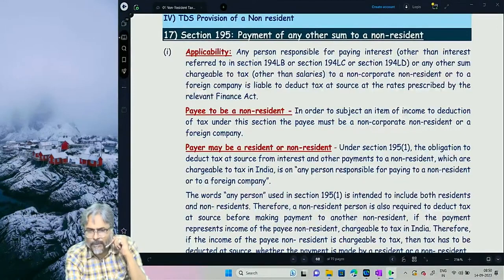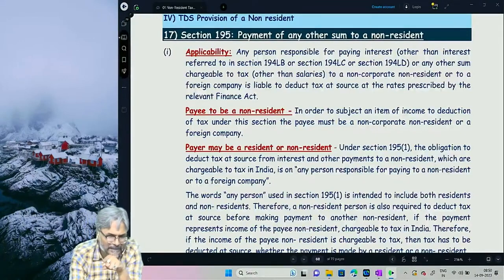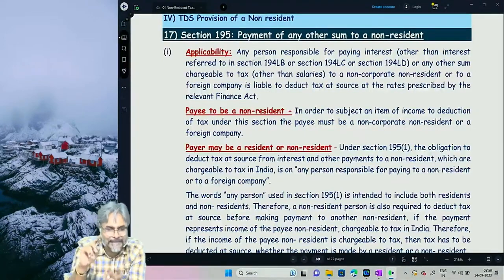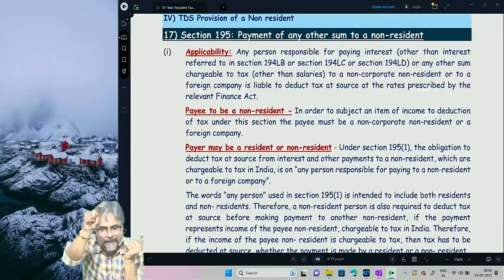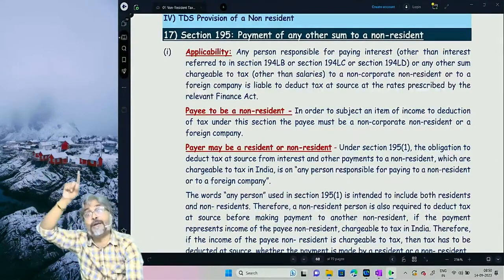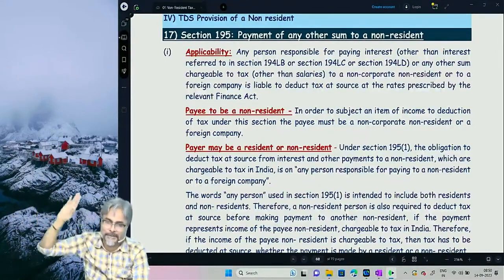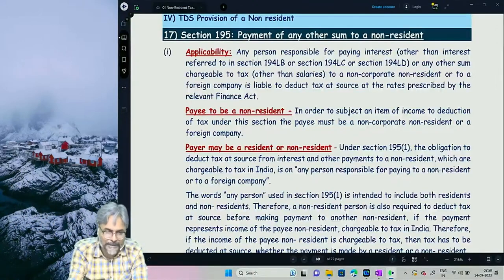One more thing, just to avoid the complications. Can you see in the bracket, for paying interest? In the bracket there is "other than interest referred to in 194LB, 194LC, 194LD", in the second line only. Ignore it for the time being. Don't delete it, ignore it. So you'll read like this: any person responsible for paying interest, directly jump to, or any other sum chargeable to tax. Ignore for the time being the content in the bracket.